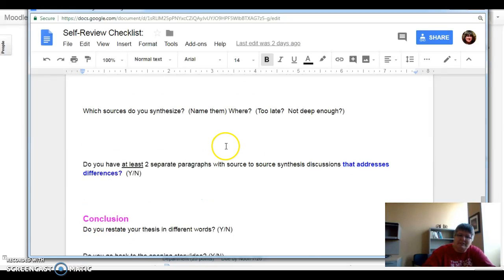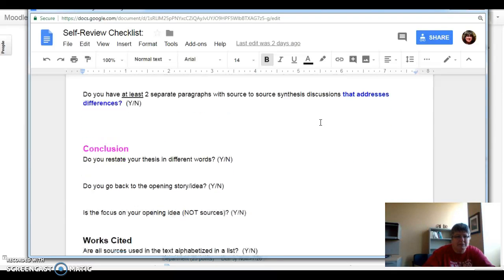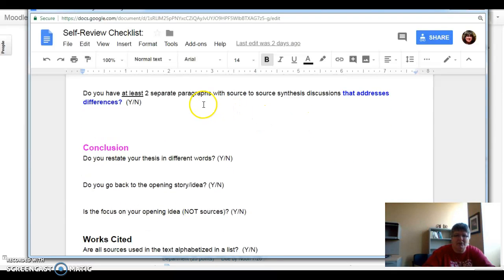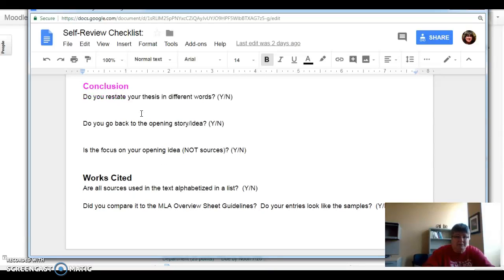Which sources do you synthesize? Name them. Is it too late? Look, if it's page 3 or 4 before you have any synthesis, it's too late. Do you go deep enough? Do you just say, they both point out this? That's not deep enough. 3 to 8 sentences, differences first. Do you have at least 2 separate paragraphs with source-to-source synthesis that address differences? Well, I put that one right out there. Please, remember this is here. It can be useful to you.